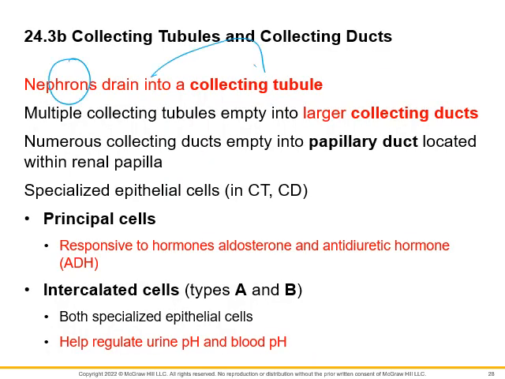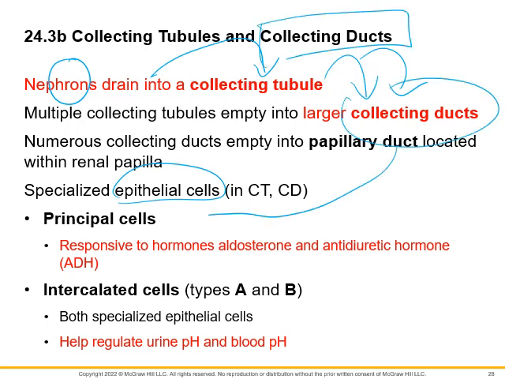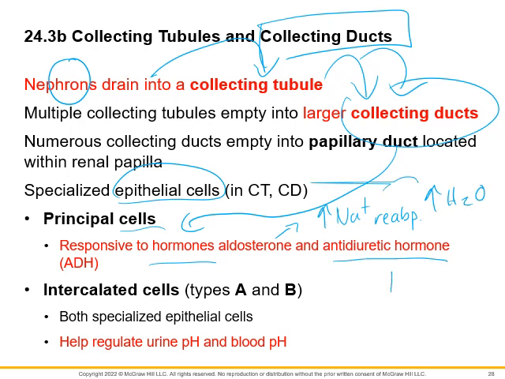Nephrons are going to drain into collecting tubules, and then several nephrons via the collecting tubule will drain into larger collecting ducts. We're going to see that there are specialized cells in the collecting ducts. So in the collecting ducts, you have principal cells that are responsive to hormones, aldosterone and antidiuretic hormone. If you remember aldosterone, if it's on, you're going to have sodium reabsorption, which is also going to cause water reabsorption because they're co-transported, right? Antidiuretic is just water reabsorption.